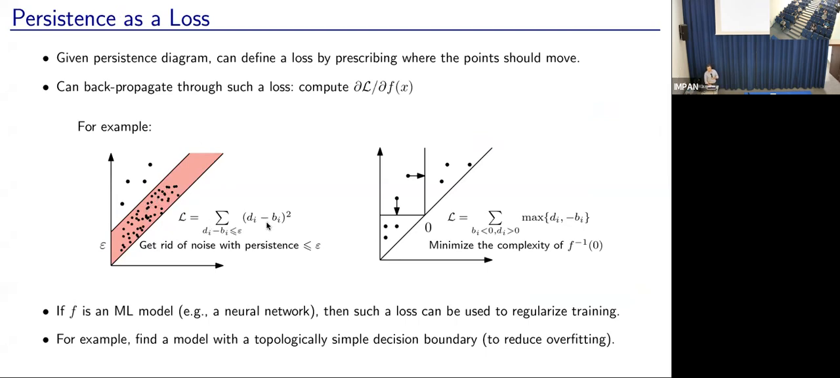And I will just define a loss that penalizes. So for every point that is closer than epsilon, I will just add a term that is death minus birth squared. And this will sort of try to push the points towards the diagonal.